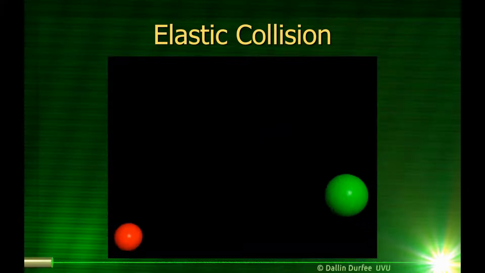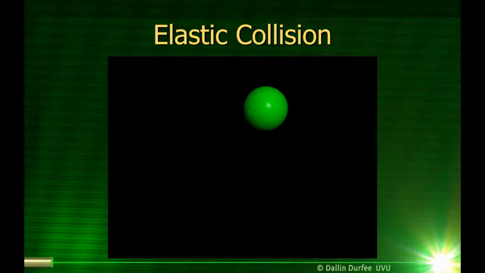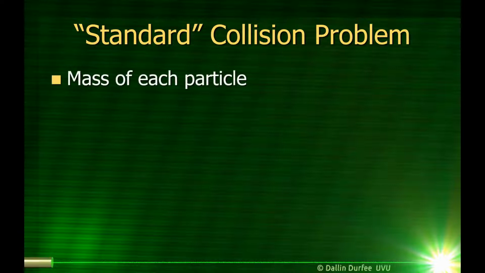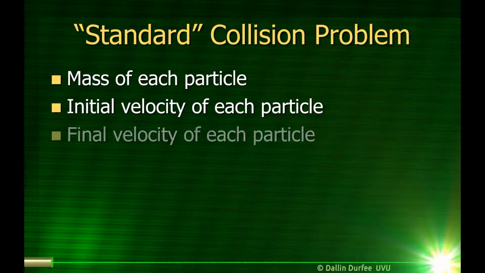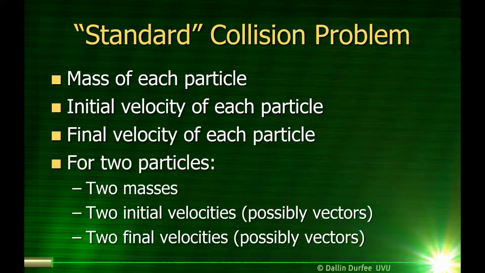And so the equations and the methods we're using today will be applicable to those kinds of systems that we can approximate as an elastic collision. As we discussed last time, in your standard collision physics problem, you have several parameters. You need to know the mass of each particle, the initial velocity of each particle, and the final velocity of each particle. And then we have equations that connect them together so that if we know some of them but not all of them, hopefully we can find the others. For two particles, we will have two different masses, two initial velocities, which are potentially vectors, and two final velocities, which could also be vectors.